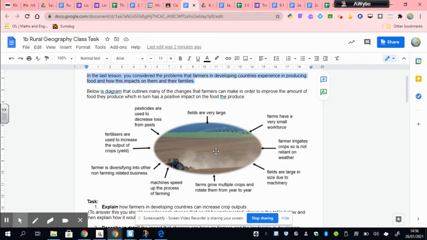So what are the key changes? Well, you can see a number of annotations around this photo that indicate the main changes that have happened in farming that are very different from what we were looking at last lesson.